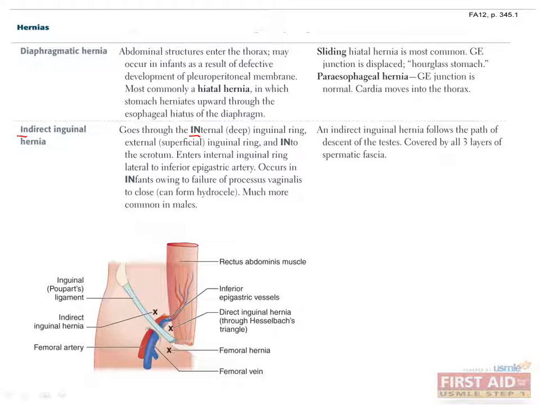Again, the indirect inguinal hernia goes through the internal inguinal ring, and after passing through the spermatic cord and external inguinal ring, goes into the scrotum. As you saw in the diagram, this occurs lateral to the inferior epigastrics. In infants, it can occur if the processus vaginalis fails to close.